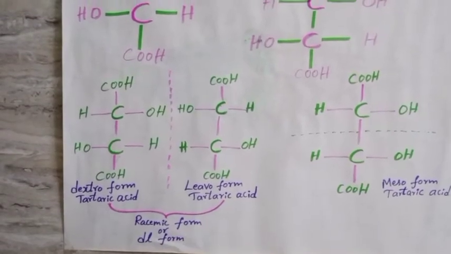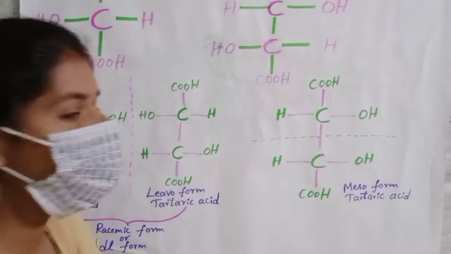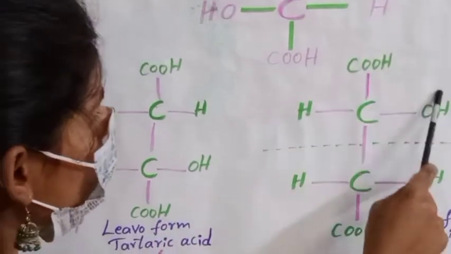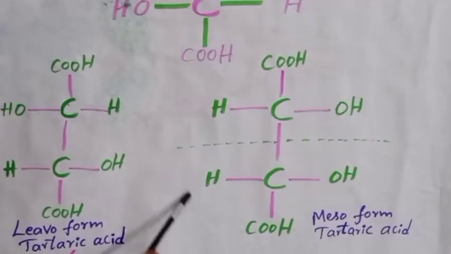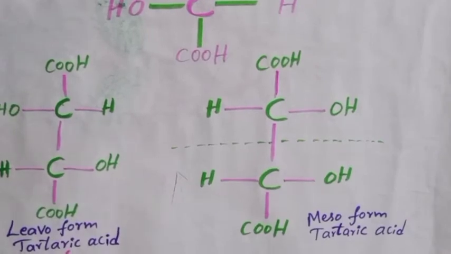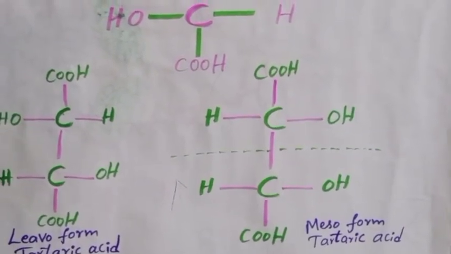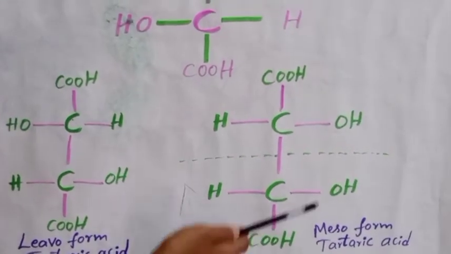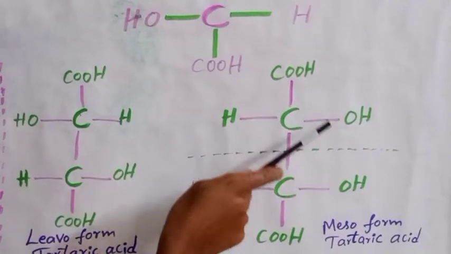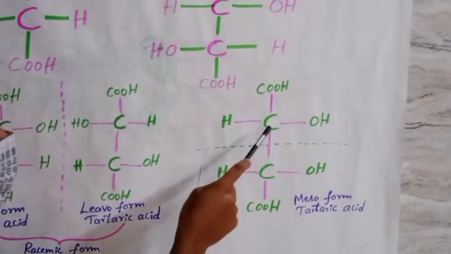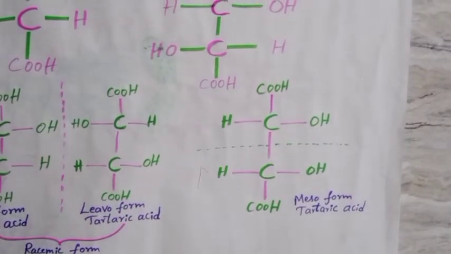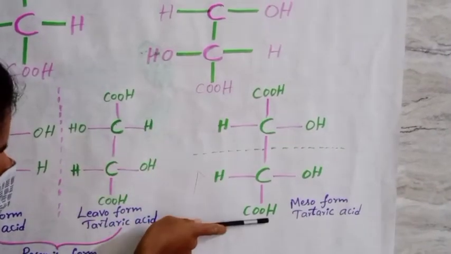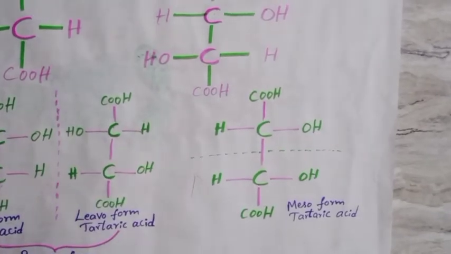And then the third form we have is the meso form. What is a meso form? Here one molecule rotates in the clockwise direction and another molecule rotates in the anti-clockwise direction. So both clockwise as well as anti-clockwise rotation form a meso form. You can see that the upper portion is exactly the mirror image of the lower portion. But this can't be considered as dextro and levo form. Even though the upper portion is a mirror image of the lower portion, it is not considered as dextro and levo.